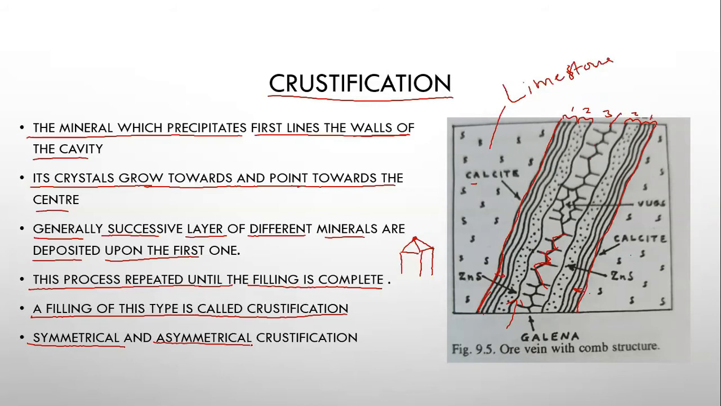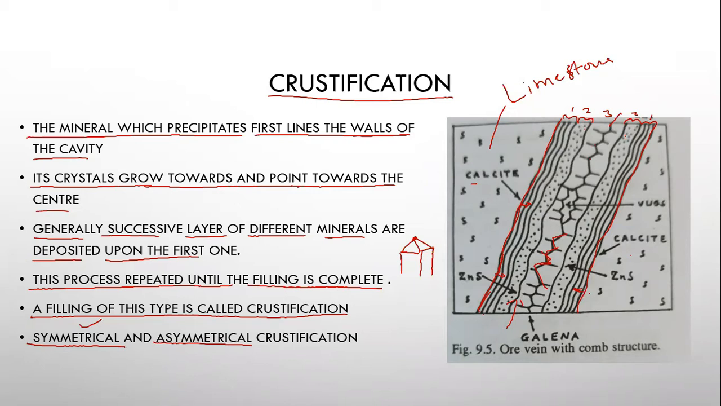Now, what is symmetrical and asymmetrical crystallization? As I told you, the crystallization starts from the walls of the cavity and goes towards the center. Here you can see the first layer and first layer thickness is the same, second layer and second layer thickness is the same, and the third layer also. So there is a uniformity from wall towards the center. If the crystallization occurs in the cavity in this form, it is called symmetrical crystallization.